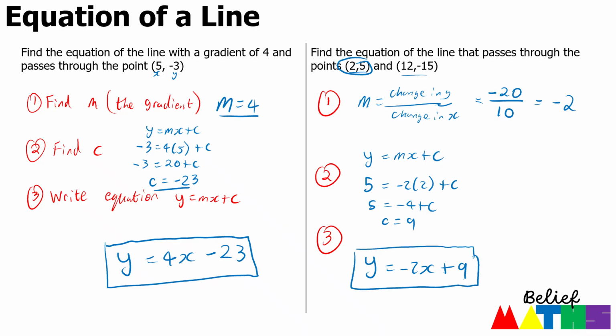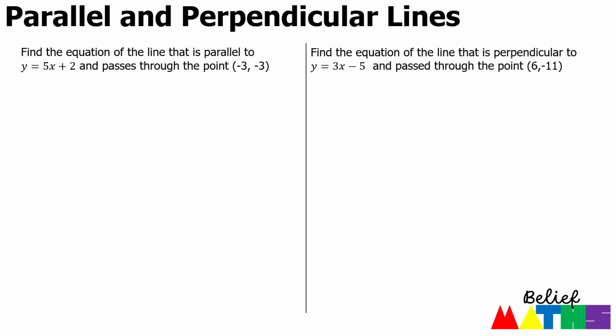2 other variations that we can see when it comes to the equation of a line and finding the gradient is if you've got parallel or perpendicular lines. If they're parallel, that just means they have the same gradient.